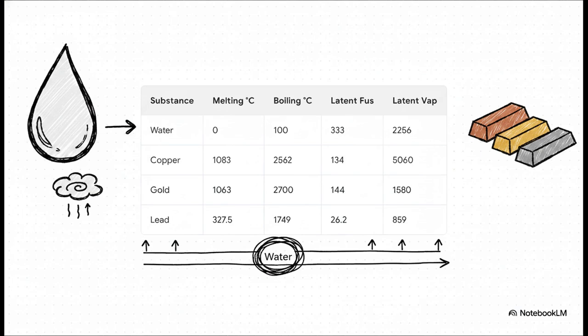If we compare water to heavy metals like copper or gold, we can clearly see that water demands an enormous amount of latent heat. Just look at the vaporization column. It takes a massive 2,256 kilojoules per kilogram just to turn water into vapor. This exceptionally high requirement is a very special, defining property of water.